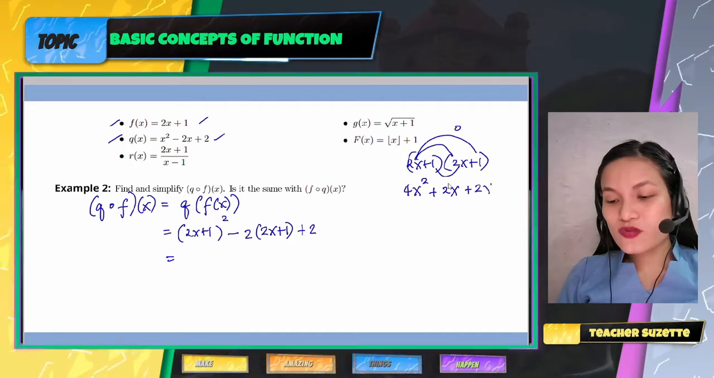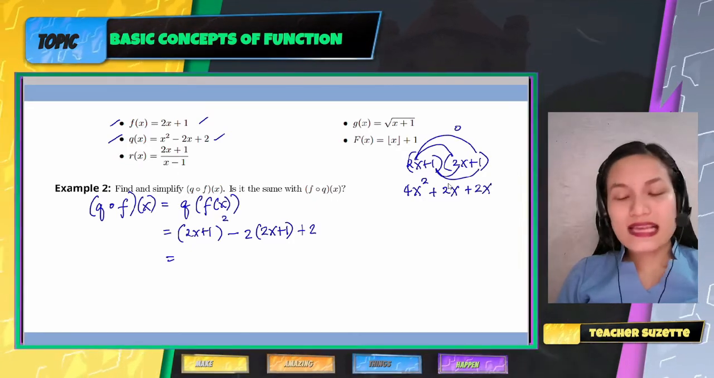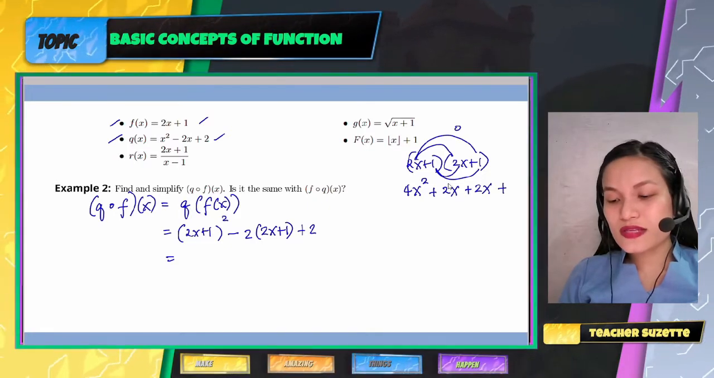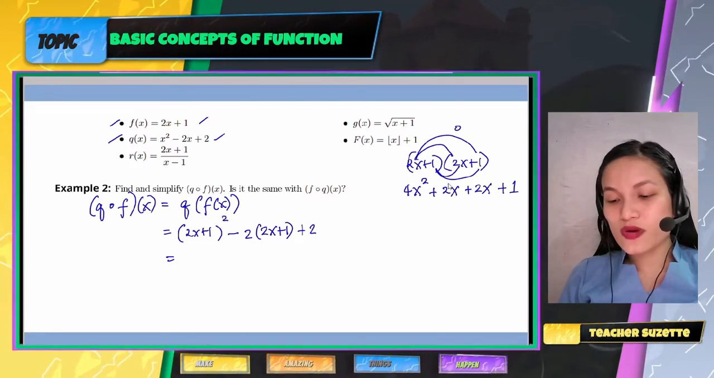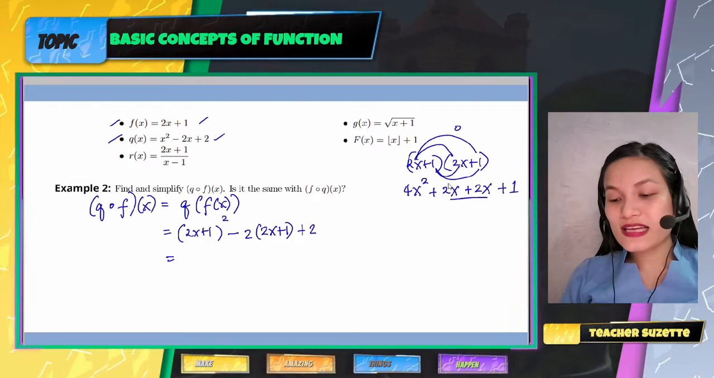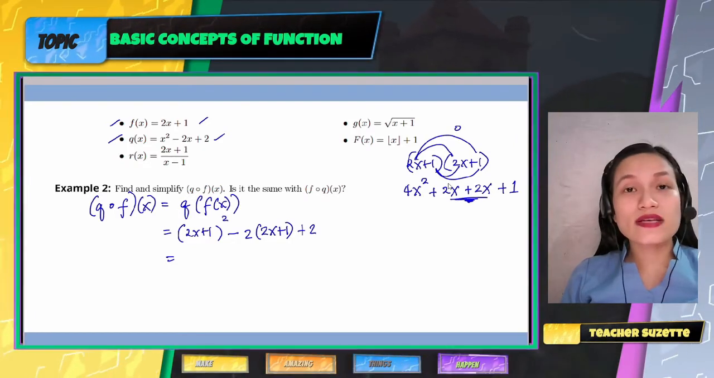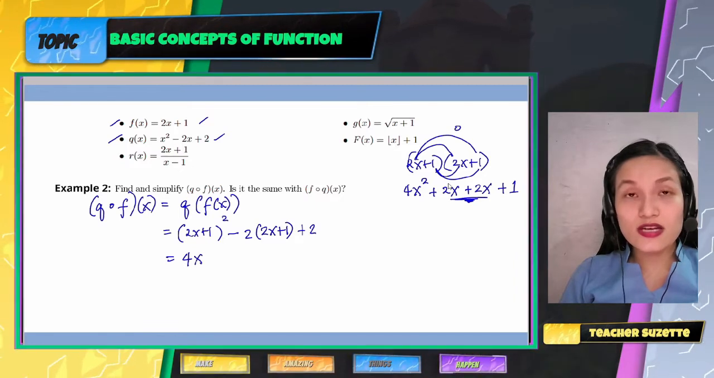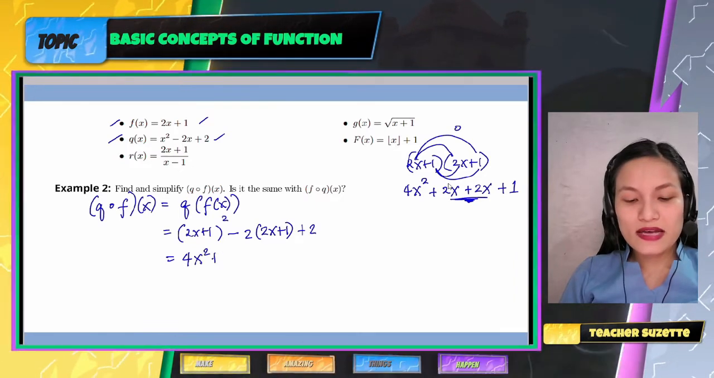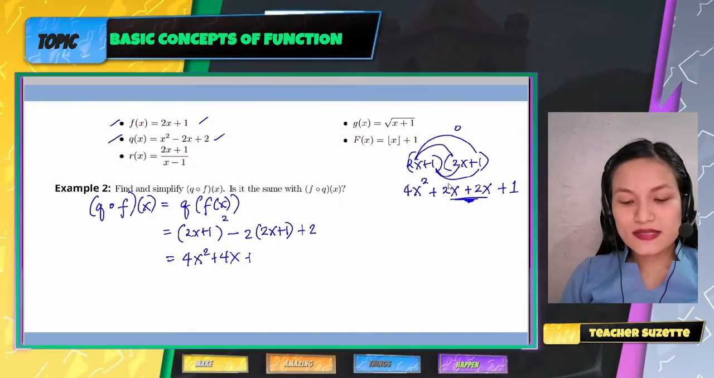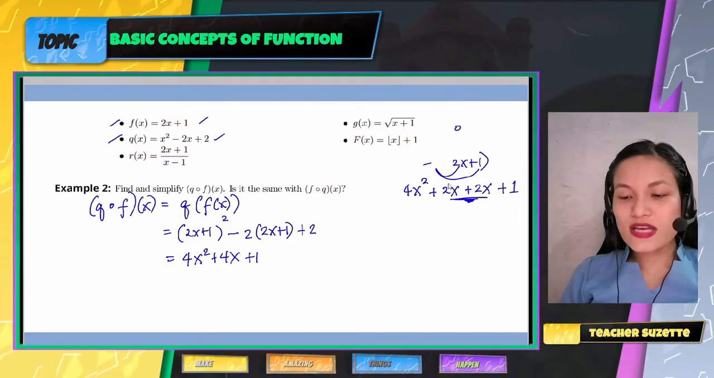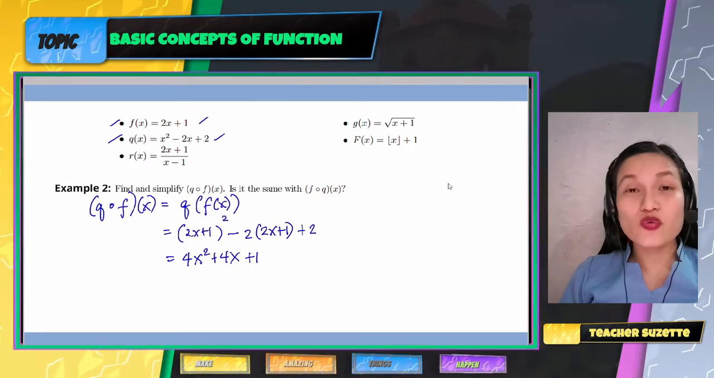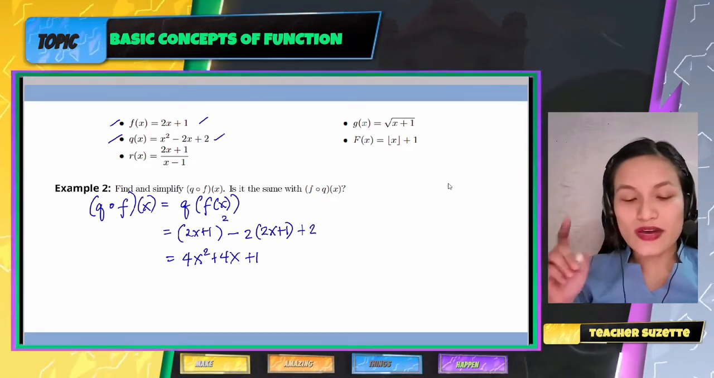Again, you will have 2x. Then, the last term, that is 1 times 1. And 1 times 1 is equal to positive 1. So, simplify na lang natin by combining 2x plus 2x. So, you will have, dito na lang natin sulat yung answer, 4x squared plus 4x plus 1. So, ayan po yung equivalent ng ating square of 2x plus 1 squared.